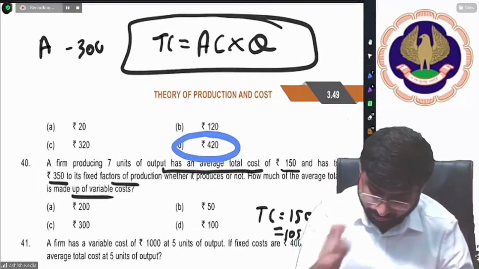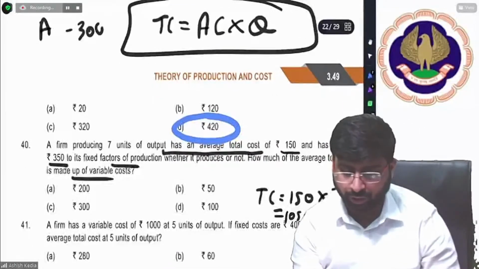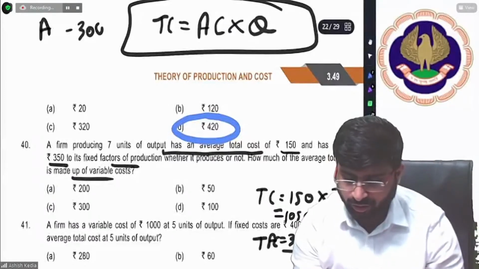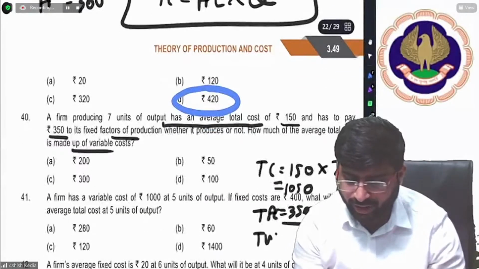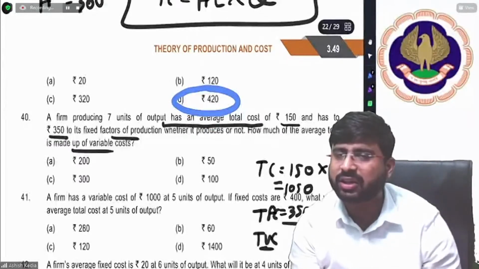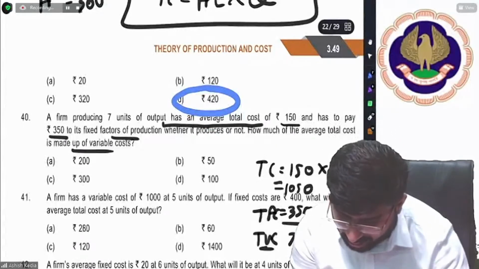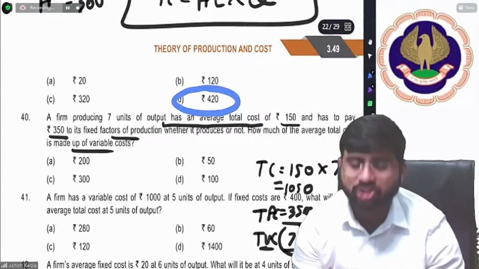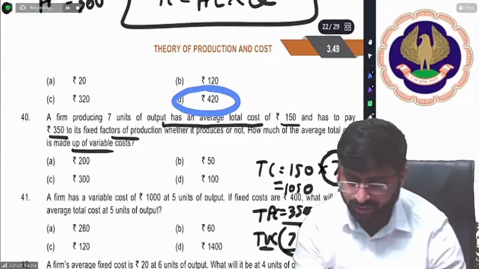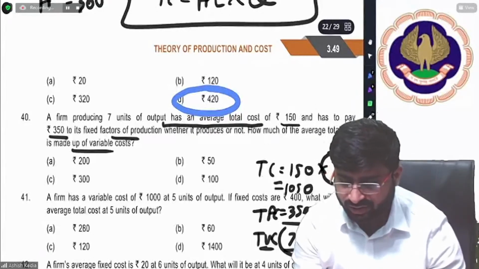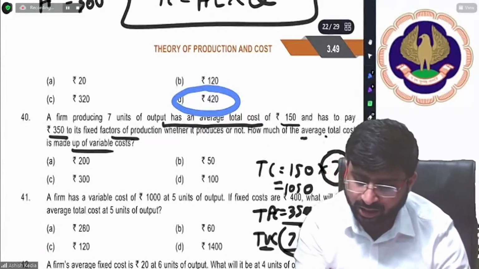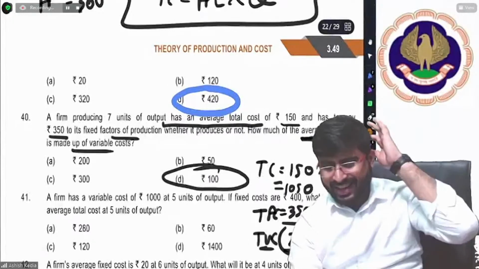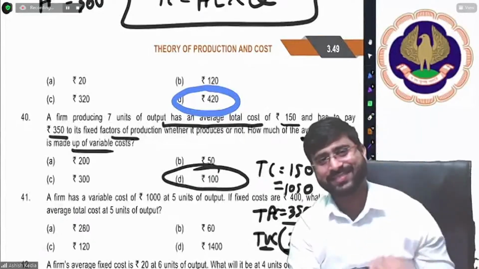So now, my dear friends, if you look carefully, total fixed cost is 350. If you subtract both, what will be the total variable cost? 1050 minus 350 gives us 700. Now total variable cost is 700 for 7 units. So for 1 unit, it will be how much? 700 by 7, because we are asked to calculate the average. So it will be 100. Average variable cost will be 100.